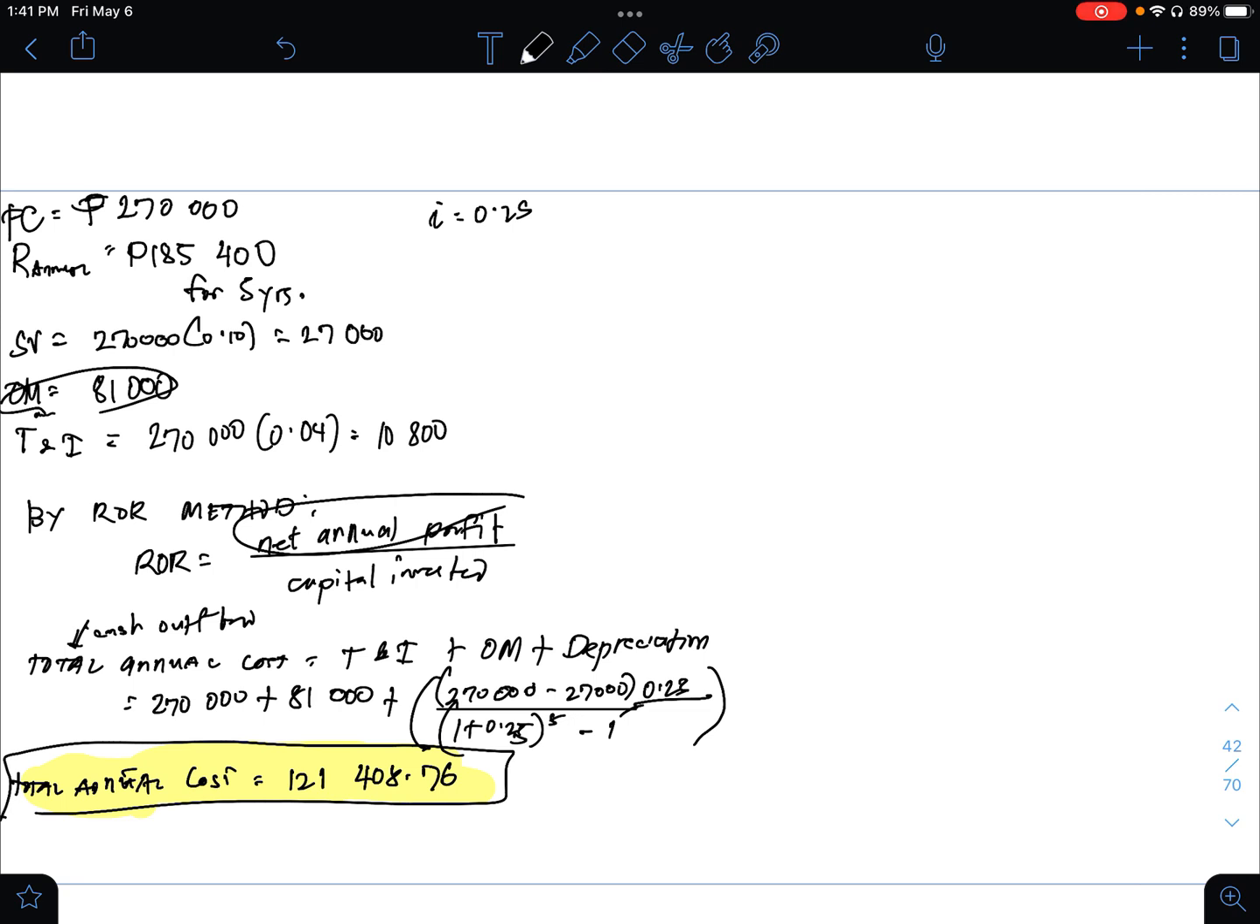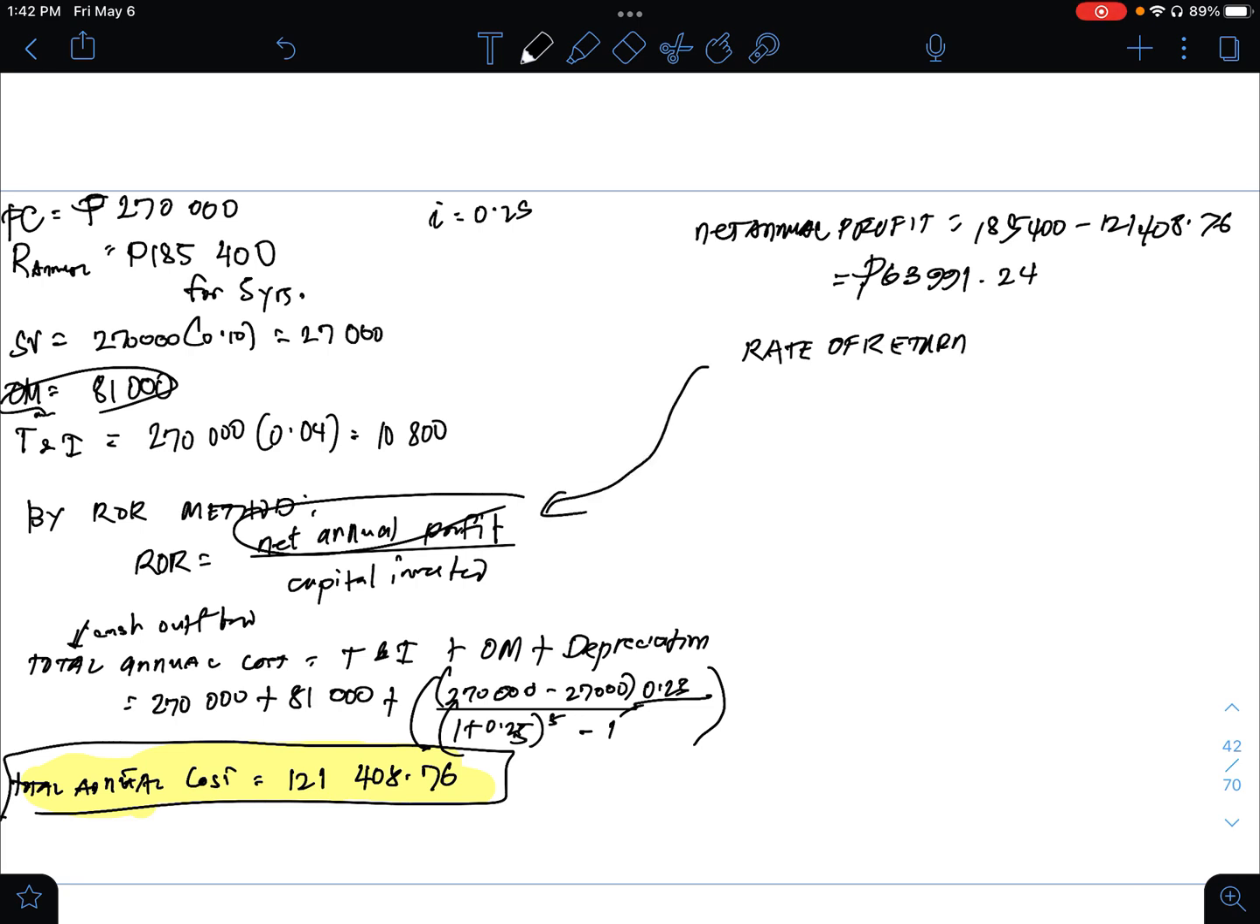Mana siya itong total annual cost. And to find the net annual profit, we have to subtract the total annual cost from the first investment that you have. So the net annual profit is equal to 185,000, the first cost investment, minus 121,408.76. So ang net annual profit po natin is 63,991.24 pesos. So we can now get the rate of return.